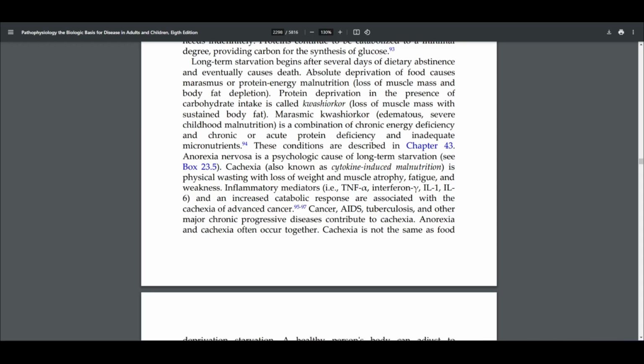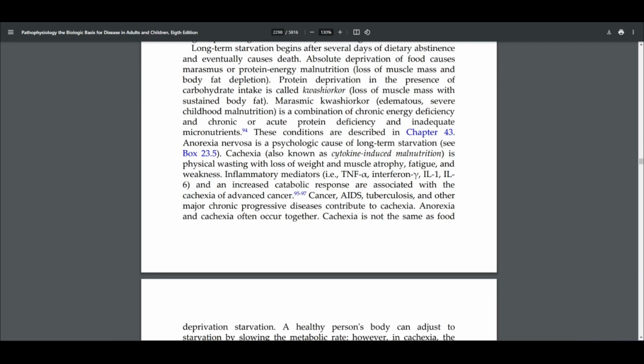Long-term starvation begins after several days of dietary abstinence and eventually causes death. Absolute deprivation of food causes marasmus, or protein energy malnutrition. Protein deprivation in the presence of carbohydrate intake is called kwashiorkor. Marasmic kwashiorkor is a combination of chronic energy deficiency, chronic or acute protein deficiency, and inadequate micronutrients. These conditions are all described in chapter 43.